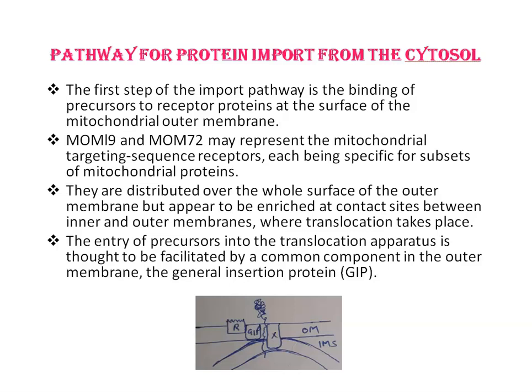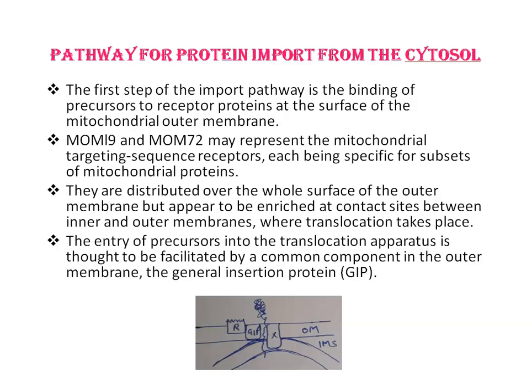MOM19 and MOM72 may represent the mitochondrial targeting sequence receptors, each being specific for subsets of mitochondrial proteins. They are distributed over the whole surface of the outer membrane, but appear to be enriched at contact sites between the inner and the outer membranes where translocation takes place. Receptor-bound precursors can probably move laterally toward these membrane contacts.